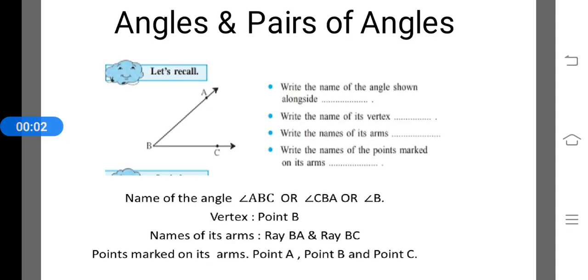Good morning, students. Today we will be learning a new chapter. Chapter number 4, that is angles and pairs of angles. There are few questions for revision.